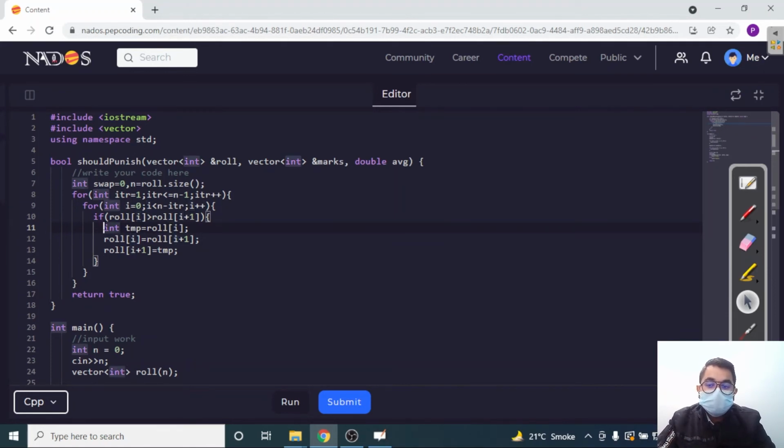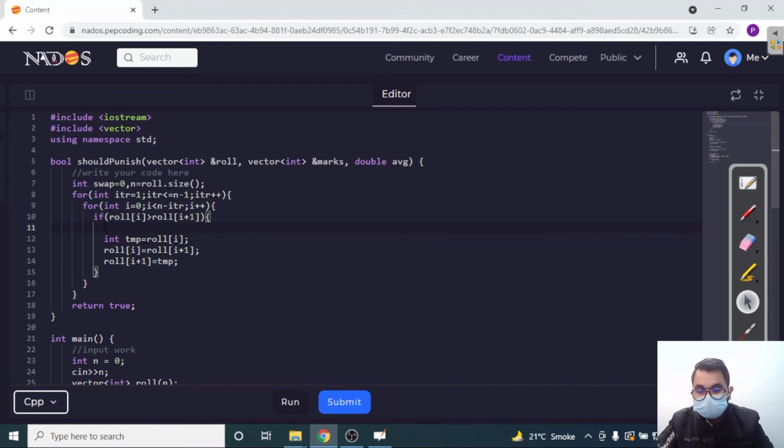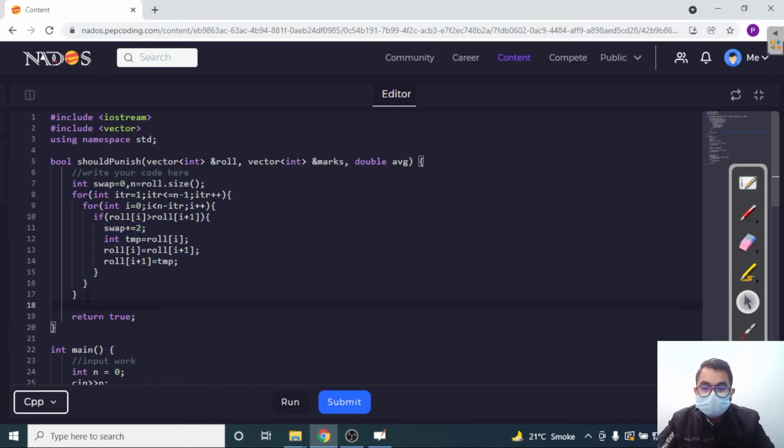Now we were counting our number of swaps. So either we can just write swap plus plus, or we can just add 2 here. If we are going to write swap plus plus here, we need to multiply the swap by 2 after we are done in the loop. So let's add 2 here and just avoid forgetting multiplying the swap by 2. Now we are done with our bubble sort. We have the paper in the sorted order.